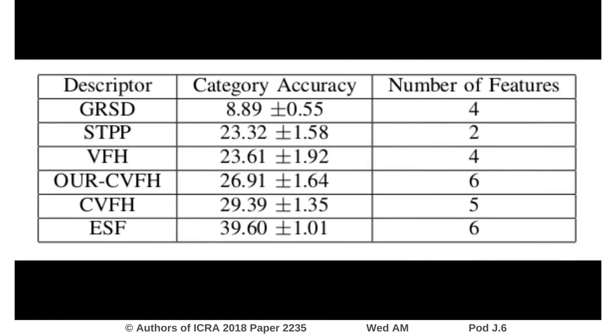STPP can be computed quickly and efficiently on point cloud data, requires no preprocessing of the data, and uses a single tuning parameter. Here we see that STPP is a competitive 3D point cloud descriptor when compared to the state-of-the-art. Moreover, STPP uses fewer features than other global descriptors.